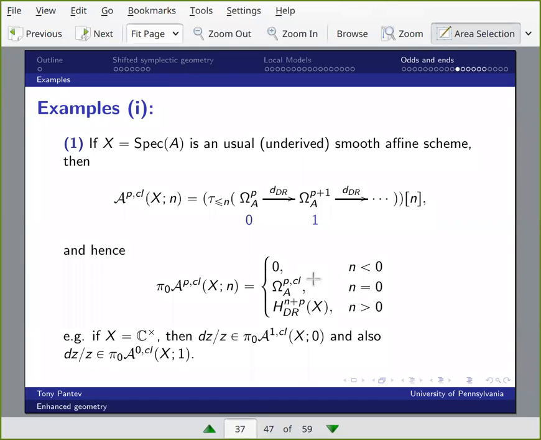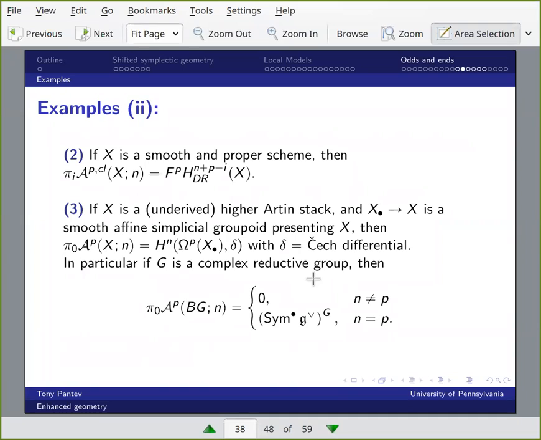Okay, and if you have a smooth proper scheme, then the n-shifted closed p-forms are just a step in the Hodge filtration, and in fact, you can look at the higher cohomologies of this complex, and there are still steps in the Hodge filtration, just in different homology groups.